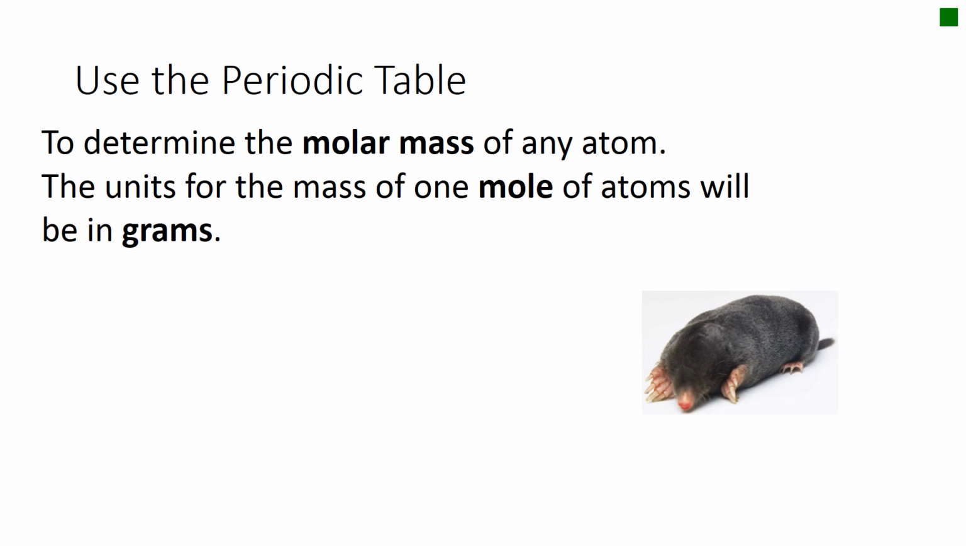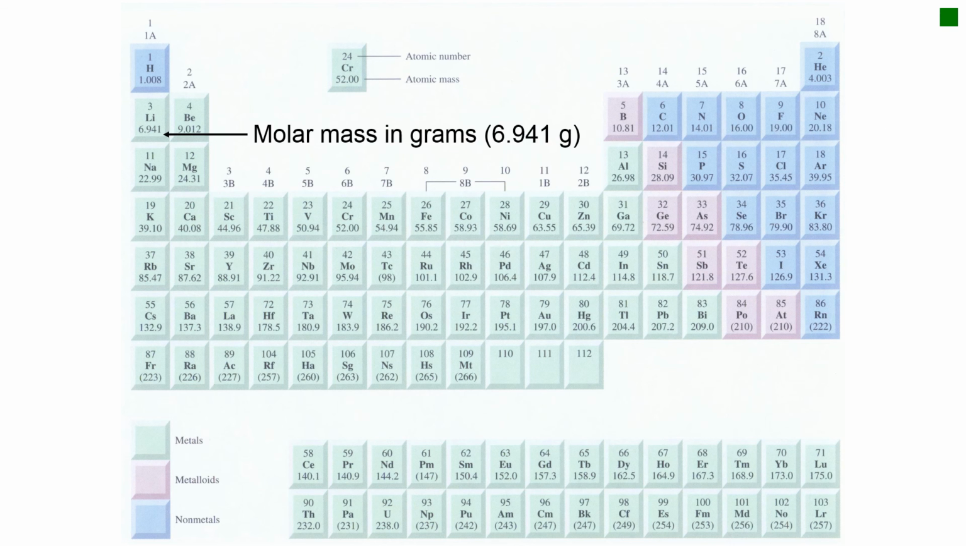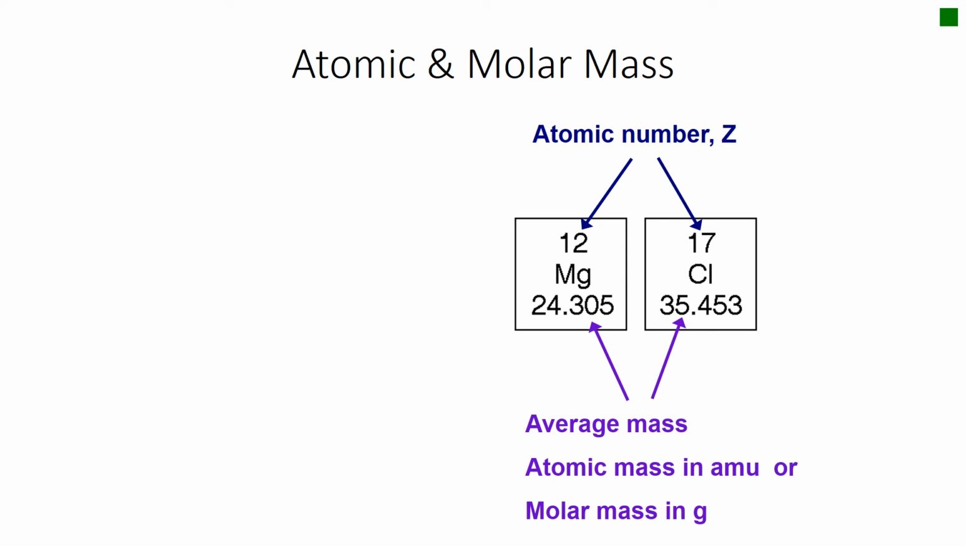So, to determine the molar mass of any atoms, the units for the molar mass of 1 mole of atoms will always be in, together now, grams. So, the molar mass in grams of lithium would be 6.941 grams.